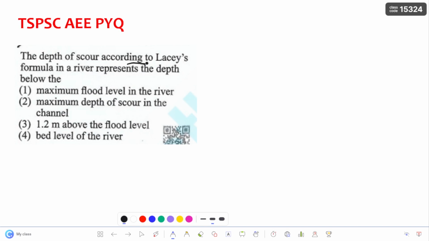Depth of scour according to Lacey's formula in a river represents the depth below the, this is the maximum depth of scour in the channel. This is the option.